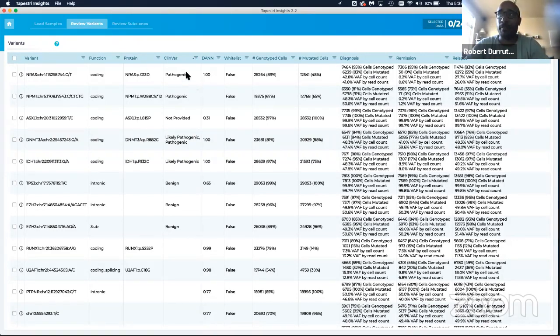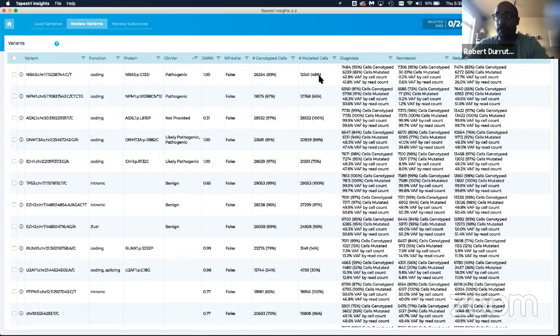The pathogenic label is a key indicator that this is potentially a somatic mutation, together with a DAN score of 1.00. It is genotyped in a relatively high fraction of cells, which is encouraging. And then this is one of the key metrics that now indicates that this is not a germline mutation, but actually it's a somatic mutation.